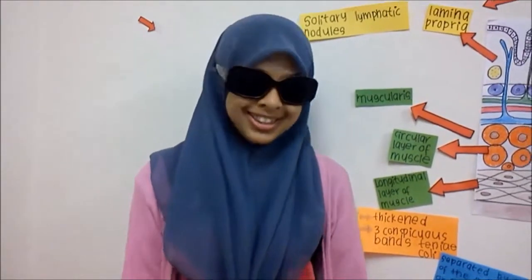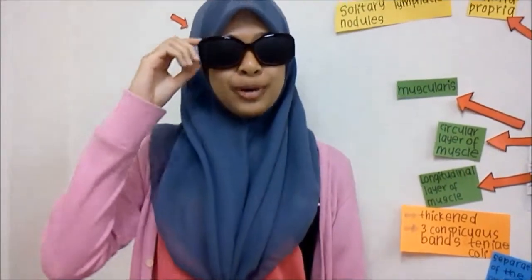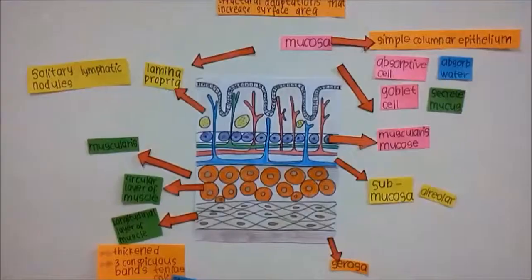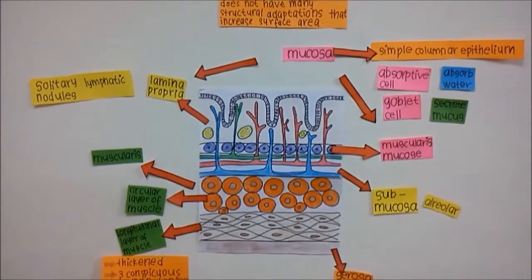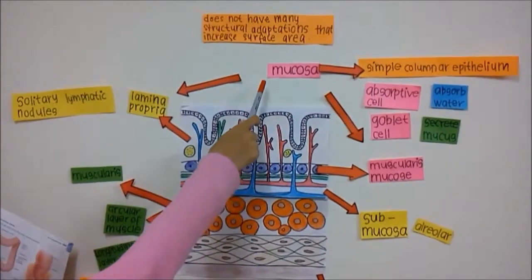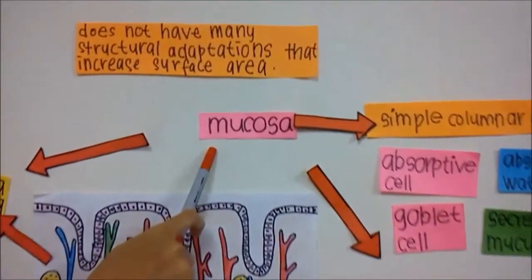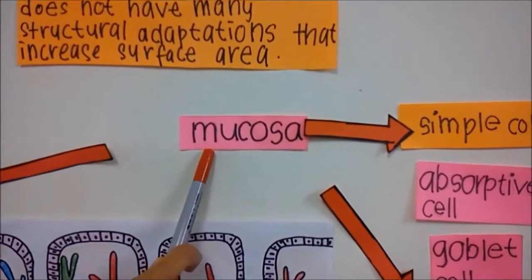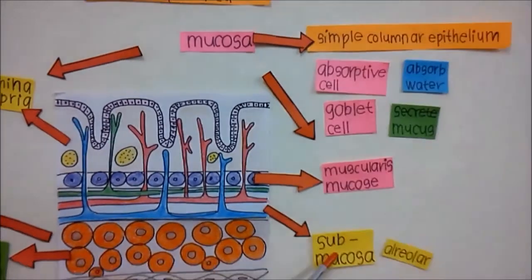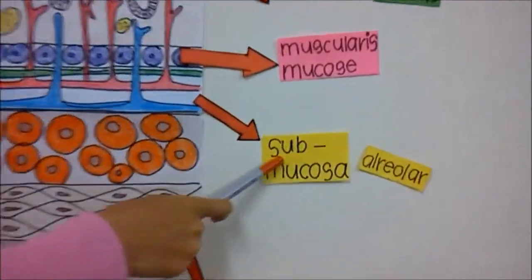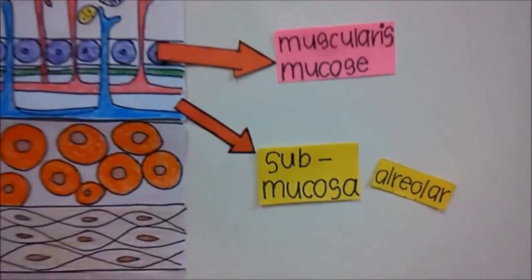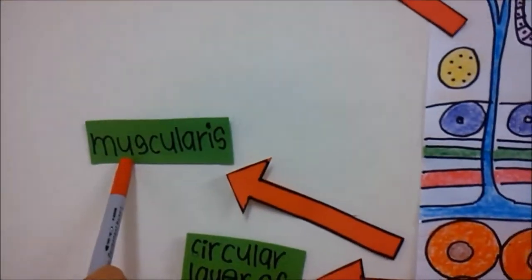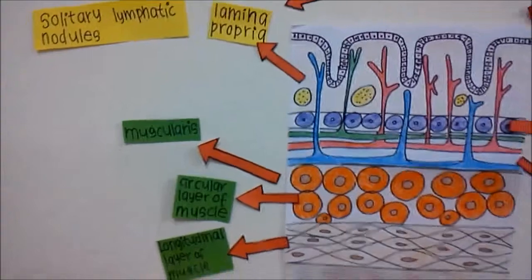Hi, I'm Dr. Yudi. I will share with you about the histology of the large intestine. The wall of the large intestine contains the typical four layers found in the rest of the GI tract: the mucosa, submucosa, muscularis, and the serosa.